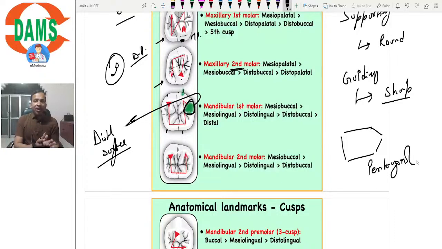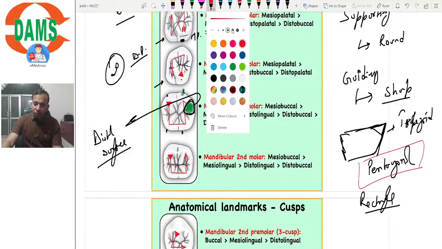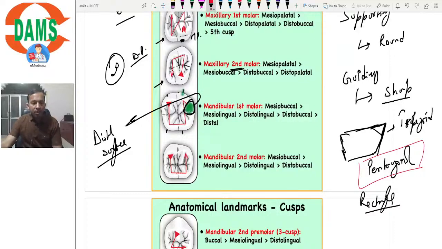In some cases, this cusp would be on the buccal surface. So if this is on the buccal surface, then its shape would change something like this, right? Its shape would change something like this if it comes on the buccal surface, and then it would become trapezoid. And if the distal cusp has an insignificant size, then it would become rectangle. The shape of the tooth would become rectangle or square, whatever you want to call it, right? So the most common shape of mandibular first molar is pentagonal, followed by trapezoid, followed by rectangle. Clear?